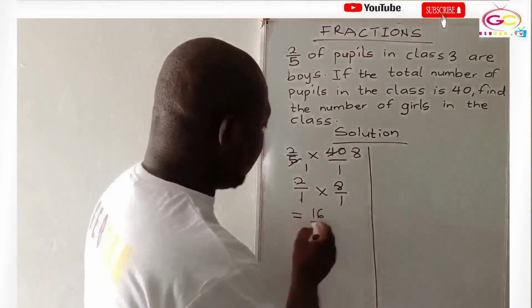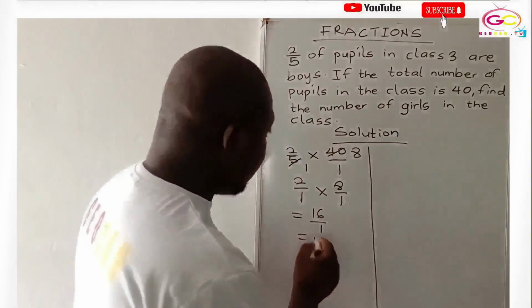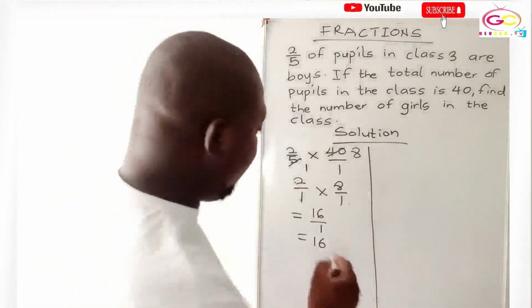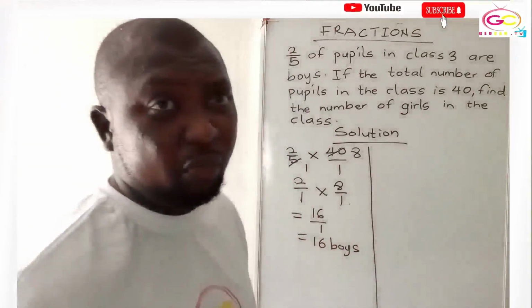Then 1 times 1 is 1. So 16 over 1 is the same as 16. You should know that by now. So this is the actual number of boys. So we have 16 boys. This is the actual number of boys in the class.